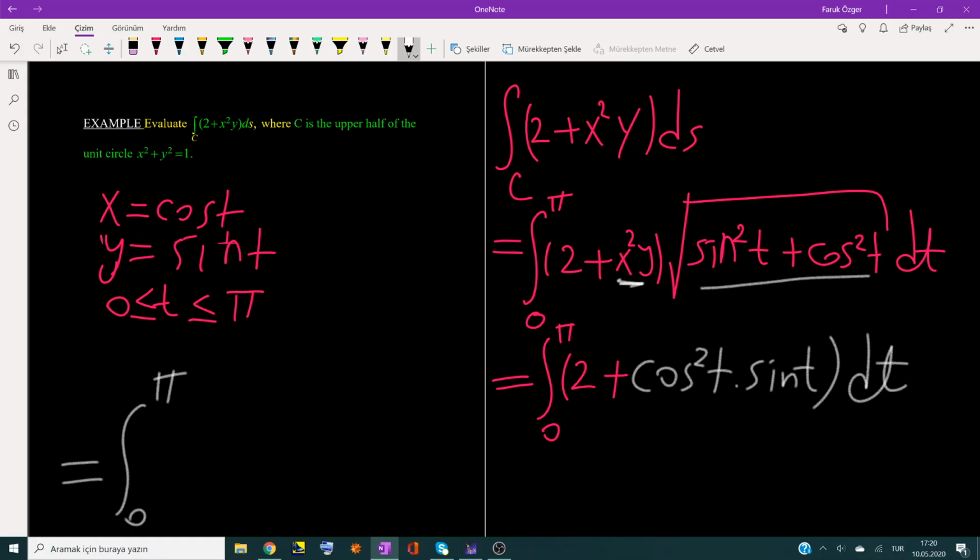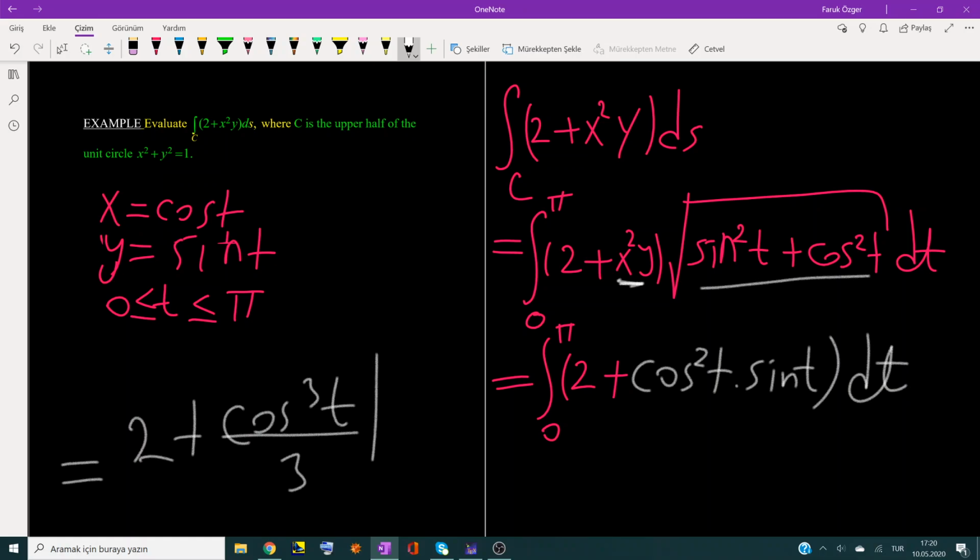So how do we compute this integral? If you compute, you will find 2t minus cosine cube t over 3, from 0 to pi, and this is equal to 2 pi plus 2 over 3. You can easily use the techniques from calculus 1 to compute this definite integral.